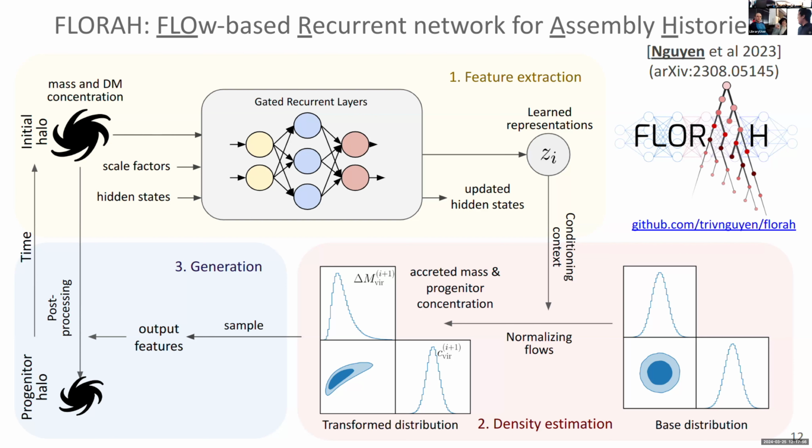And then you do the normalizing flow from that representation. The normalizing flow converts the standard Gaussian to this distribution. And if you condition this transformation on the learned representation, then you basically condition it on the previous time step. And in addition, we use the mass and the dark matter concentration. The mass is very obvious that we need it. For the dark matter concentration, we use it because there has been a study showing that the concentration is related to the mass assembly history and is one of the defining factors.